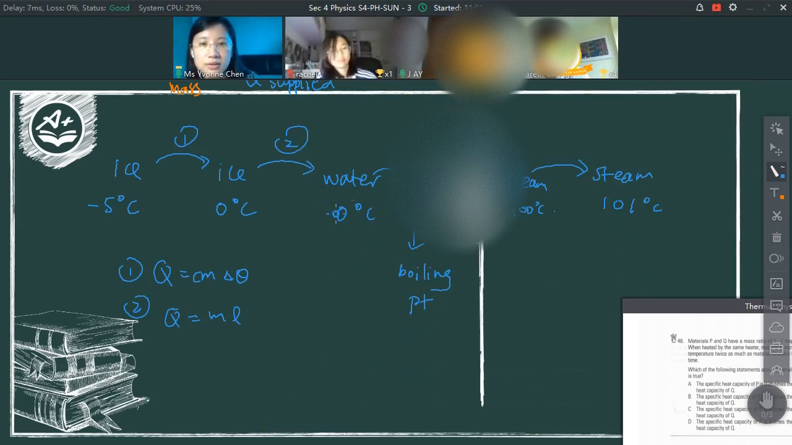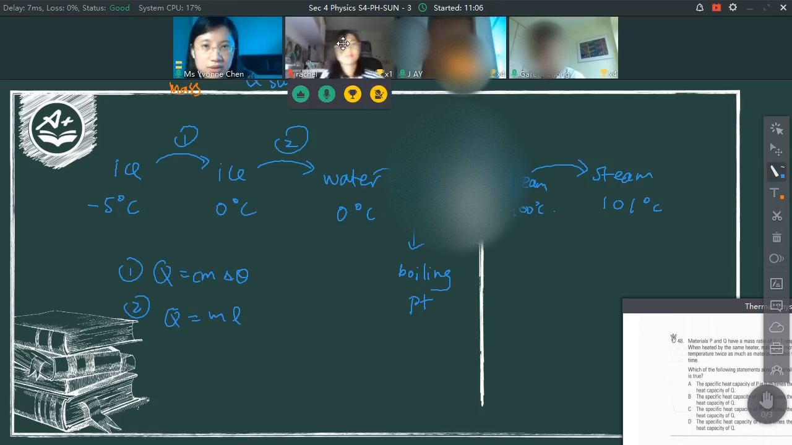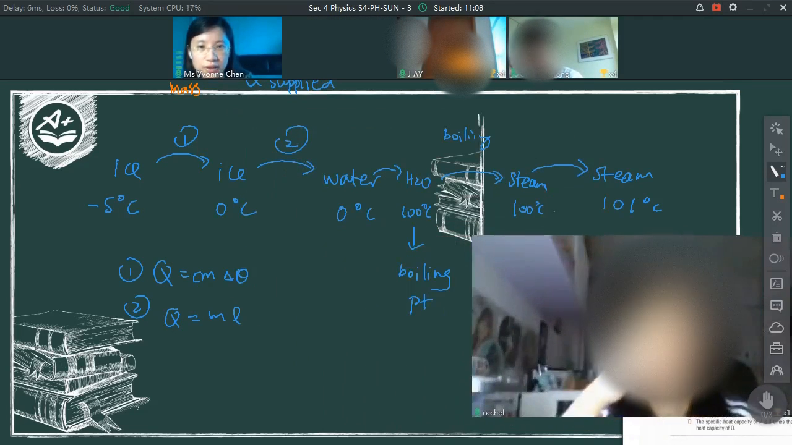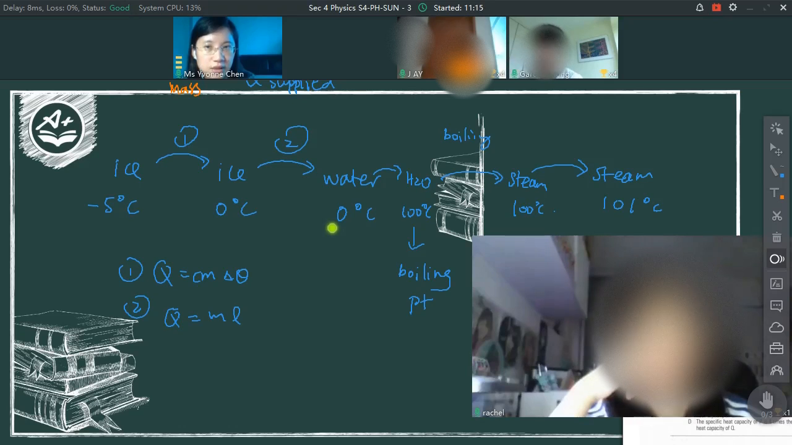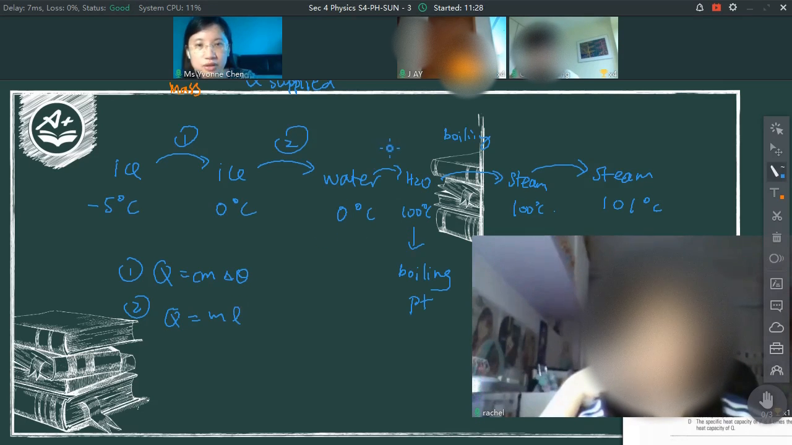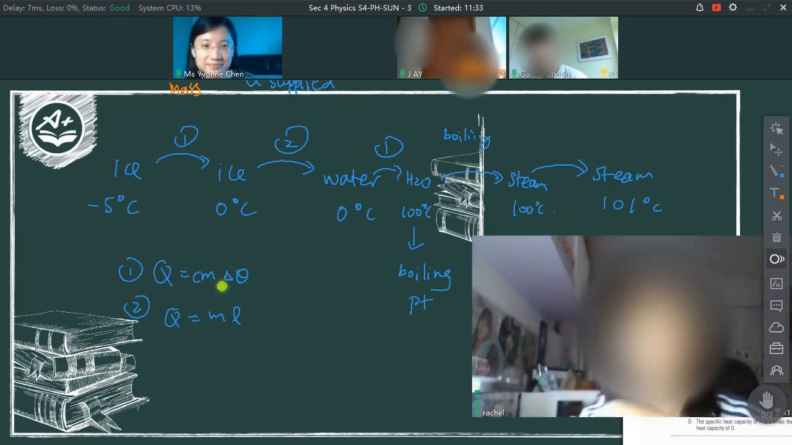Okay, so now we look at water from 0 degrees Celsius to 100 degrees Celsius. Let's hear from Rachel. Rachel, for this change, from water to water, but temperature changes from 0 degrees Celsius to 100 degrees Celsius, do we use the first formula or the second formula? There's a change in temperature. The first one. Very good. Reason? Because the first one has a change in temperature.